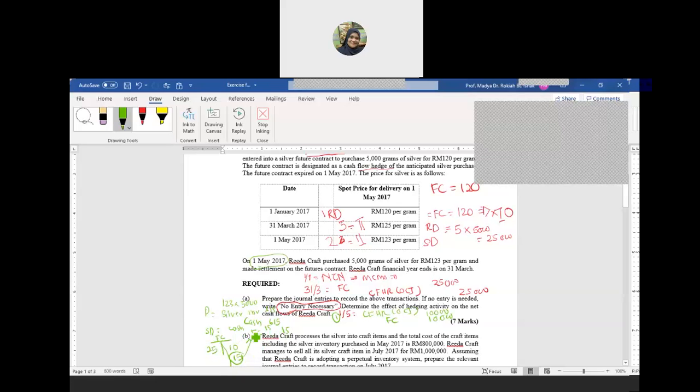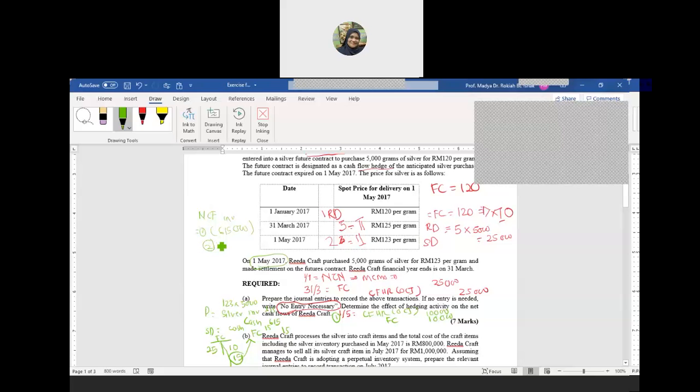And then the next one says to determine the effect of the hedging activity on the net cash flow. What will be the effect on the net cash flow? Any of you, any ideas here? You look at the effect on your cash. If you look at your journal entry, the first cash that you have here is a negative 615. This negative 615 is from your purchase of inventory.